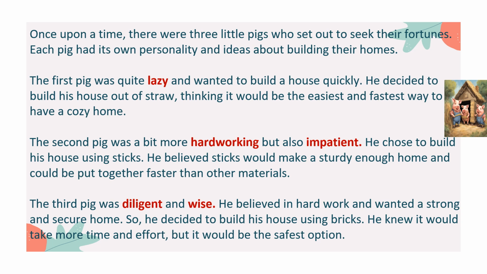Once upon a time, there were three little pigs who set out to seek their fortunes. Each pig had its own personality and ideas about building their homes. The first pig was quite lazy and wanted to build a house quickly. He decided to build his house out of straw, thinking it would be the easiest and fastest way to have a cozy home. The second pig was a bit more hardworking but also impatient. He chose to build his house using sticks. He believed sticks would make a sturdy enough home and could be put together faster than the other materials.